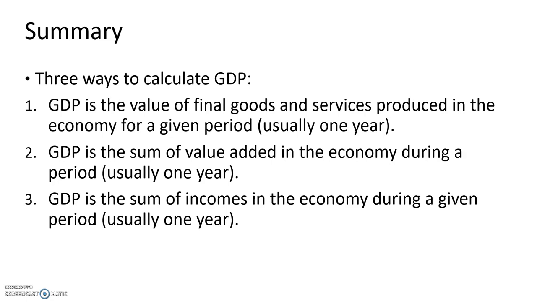To summarize, you can think about aggregate output or GDP in three different but equivalent ways. Number one, GDP is the value of final goods and services produced in the economy for a given period, usually 1 year. Number two, GDP is the sum of value added in the economy during a period, usually 1 year. And number three, GDP is the sum of incomes in the economy during a given period, usually 1 year.